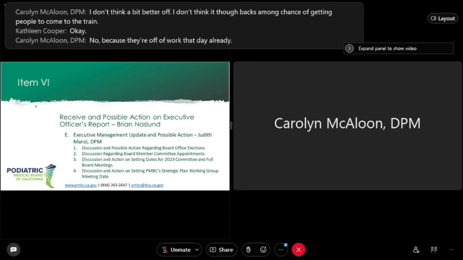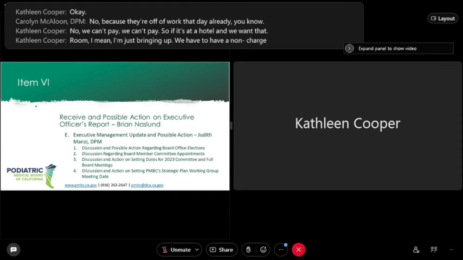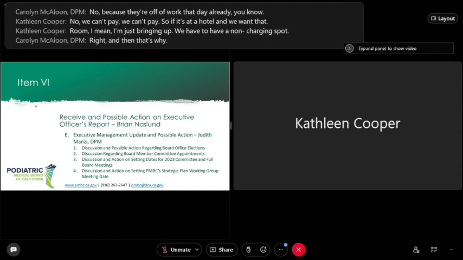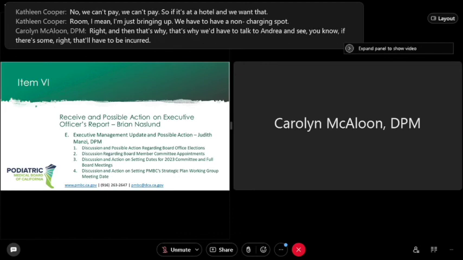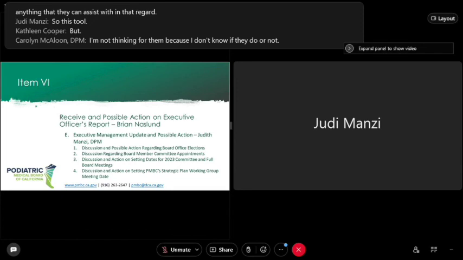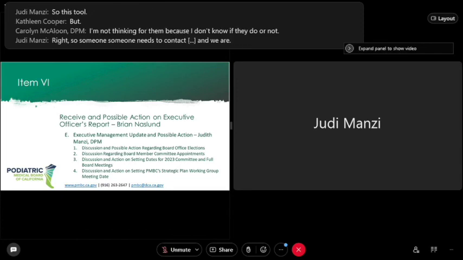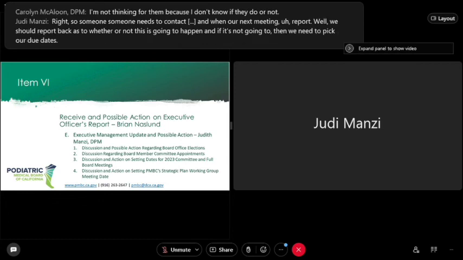Now we can't pay. So if it's at a hotel and we want that room, I'm just bringing up, we have to have a non-charging spot. Right, and that's why we'd have to talk to Andrea and see if they can get us in. Some of that will all have to be inquired about, to see if CPMA has anything that they can assist us with in that regard. I'm not speaking for them because I don't know if they do or not. You're right. So someone needs to contact CPMA, and in our next meeting I'd like a report back as to whether or not this is going to happen, and if it's not, then we need to pick our June dates. Okay? Okay. Okay, good. All right.